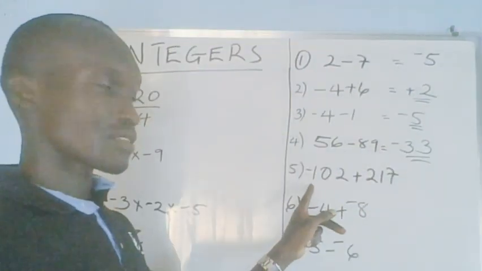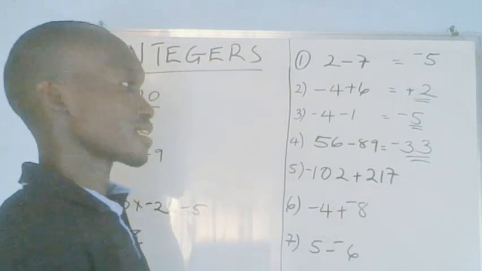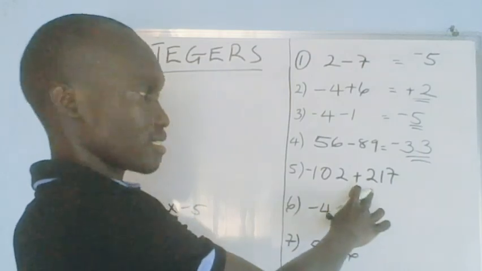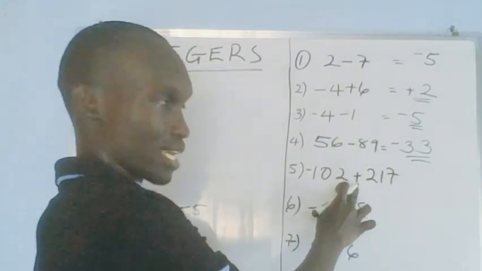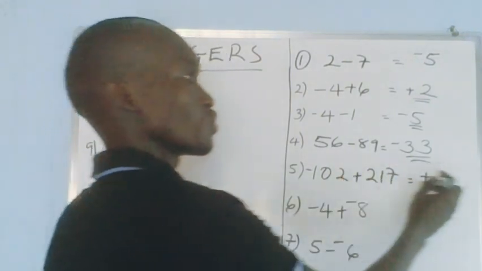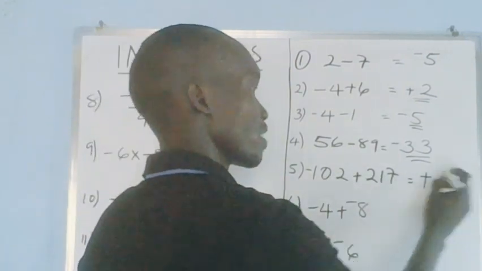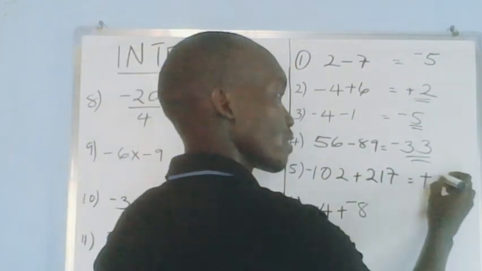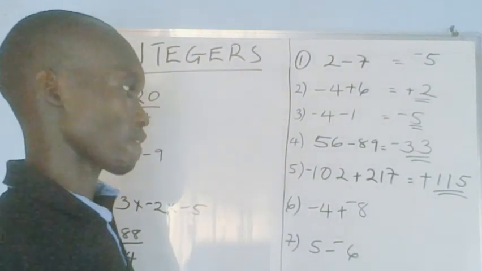We have negative 102 plus 217. In this case, we see the bigger number is 217. So we subtract this away from it, but we keep the sign, which is positive. 7 minus 2, that will be 5. 1 minus 0, that will be 1. 2 minus 1, that will be 1. So our final answer will be positive 115.